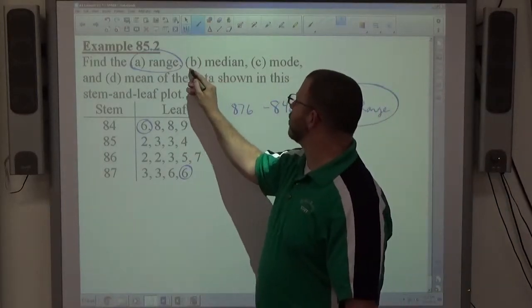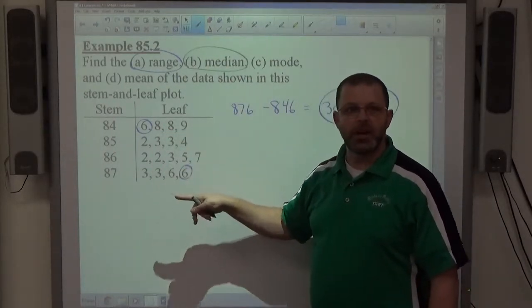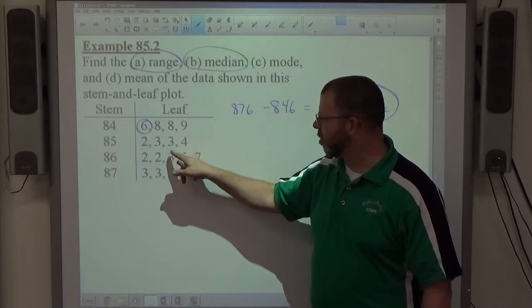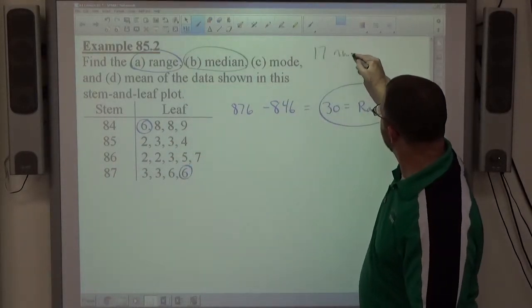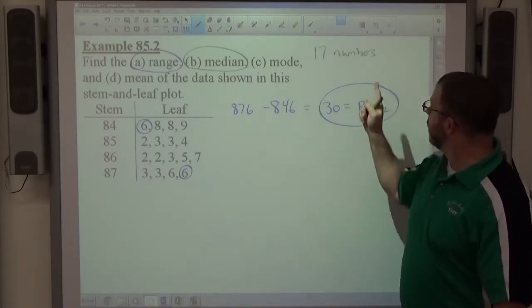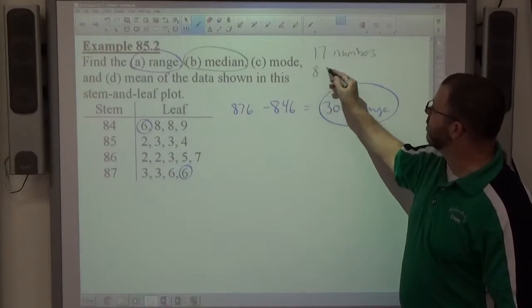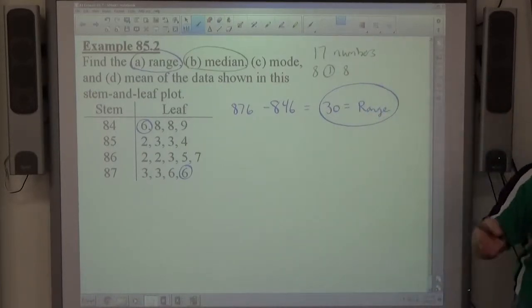As far as median is concerned, we have to find the middle. If we take a look, the number of leaves is how many numbers we have. So we have 4 plus 4 plus 5 plus 4, which is a total of 17 numbers. If there are 17 numbers, that means there's 8 below, 8 above, and 1 in the middle. So that's what median is, the dead center.